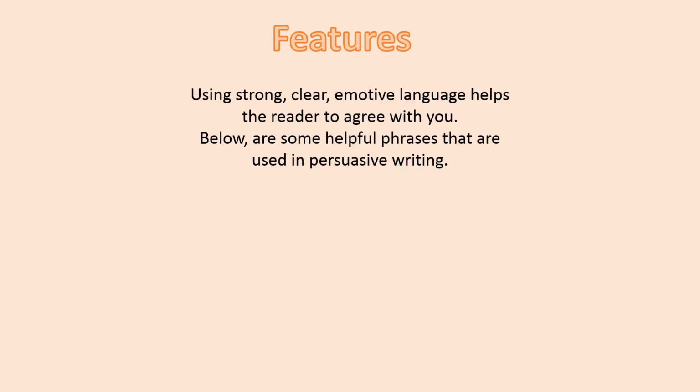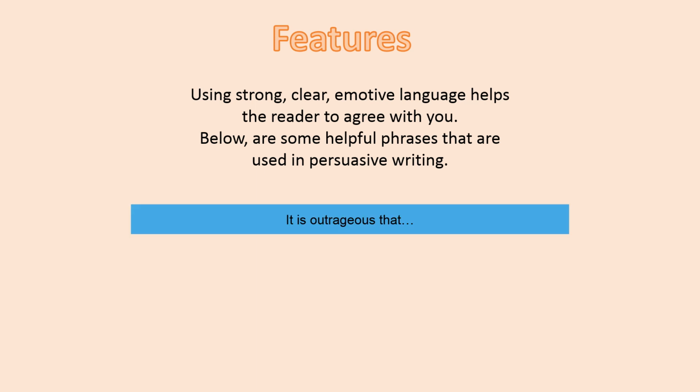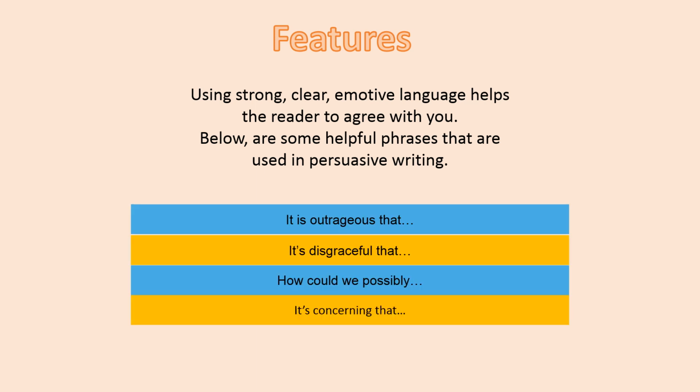So using strong, clear, emotive language helps the reader to agree with you. Below are some helpful phrases that are used in persuasive writing. It is outrageous that, it's disgraceful that, it's concerning that, or how could we possibly? So these are all sentence starters that you can use in your writing.